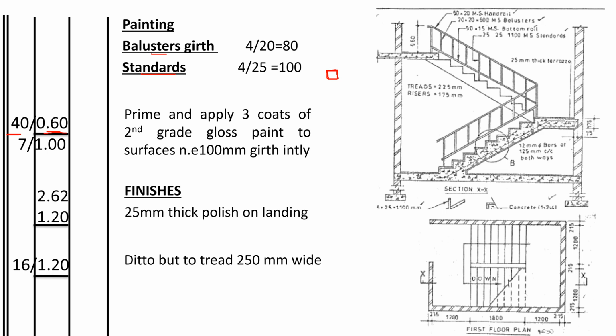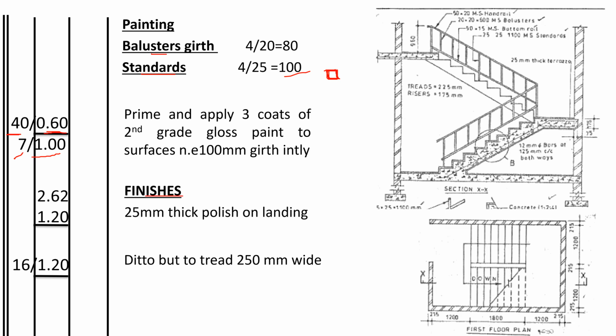Then we go to the standards. The standards, they are 25, 25, 25, 25. So the perimeter is 100. So the cross-section is 1 meter. Then we shall multiply by the number of standards, which is 7.